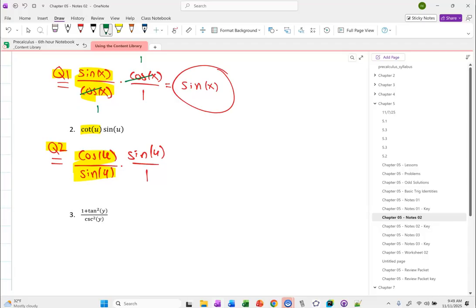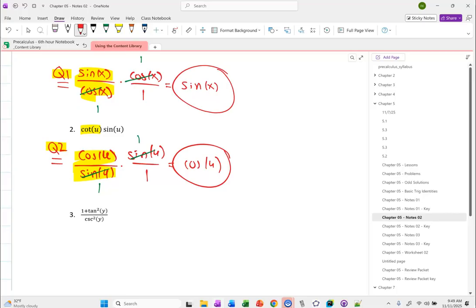What happens next? Yeah, we just reduce the sines out. Yep. They become ones. All that's left is cosine u in the numerator, so we just have cosine u and we're done. Okay. This feels manageable so far, not so bad.